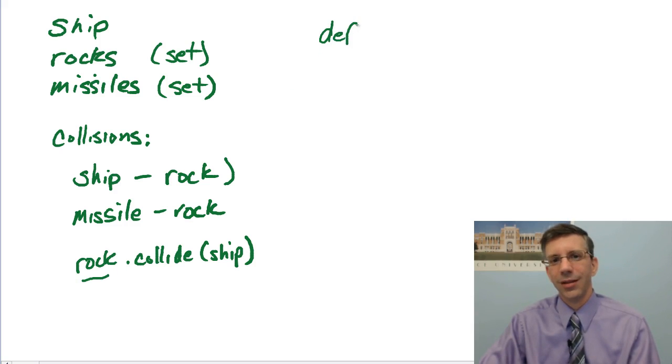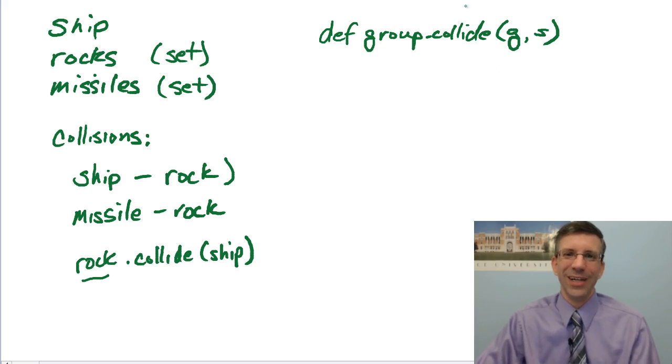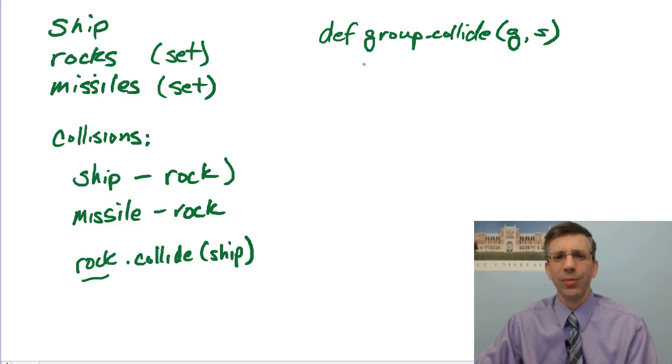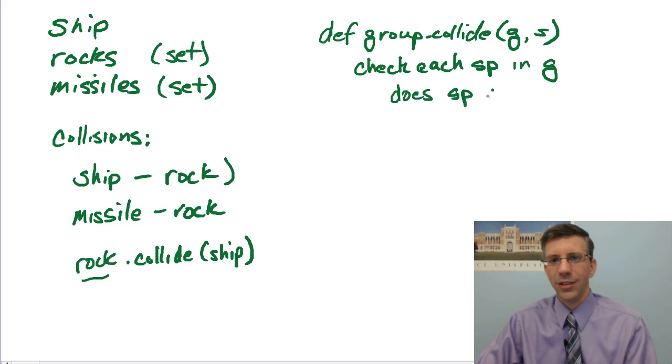So I recommend that you define some sort of function. Let's call it group collide, and that should take a group and a sprite. And don't use G and S, use better names. I'm just doing that because I'm writing here to save a little time. So what do I do? I want to run through each member of the group. So for each member of the group, you have to check each sprite, let's call it SP in G. See, does SP collide with S?